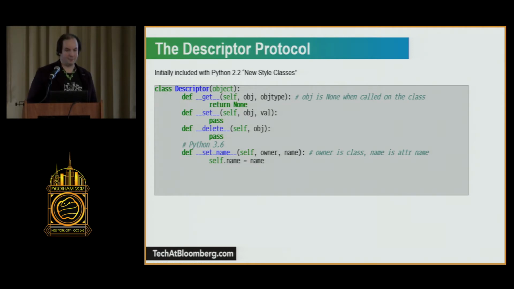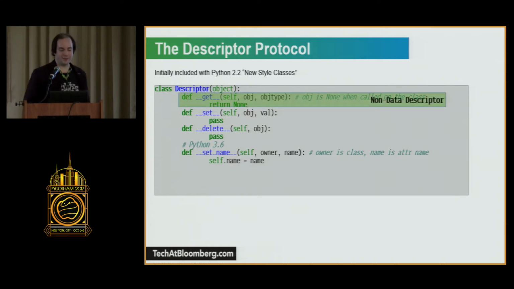And set name is a wonderful addition because before this, those descriptors had no way to find out what class they had been attached to and what attribute they had been put on in that class, which led to things like a class decorator or a meta class to just go and check back over the descriptors and tell them that vital information so they knew where to store the data when they're doing a set.